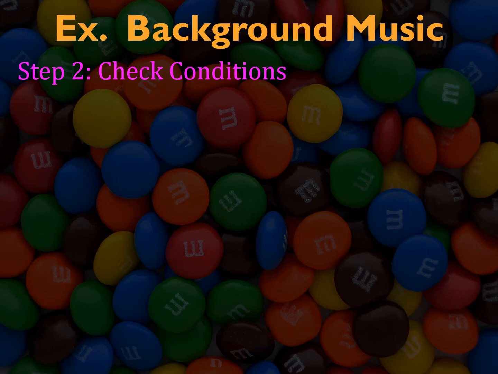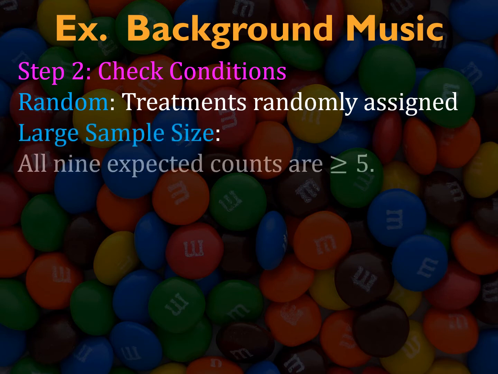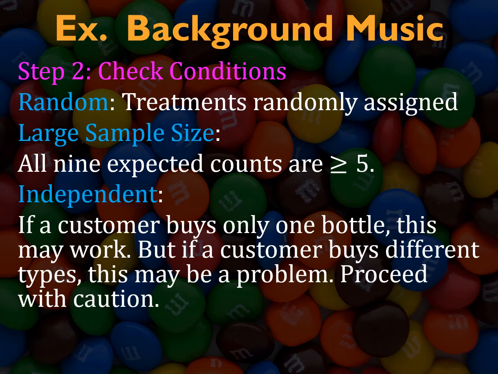Second step is to check the conditions. So the treatments are randomly assigned, so different times of the day, different customers, who knows, but they were randomly assigned, so we can treat them as a satisfaction of the random condition. Large sample size: if you look at the table, all expected counts, all 9 of them, were at least 5. Finally, the independent condition.